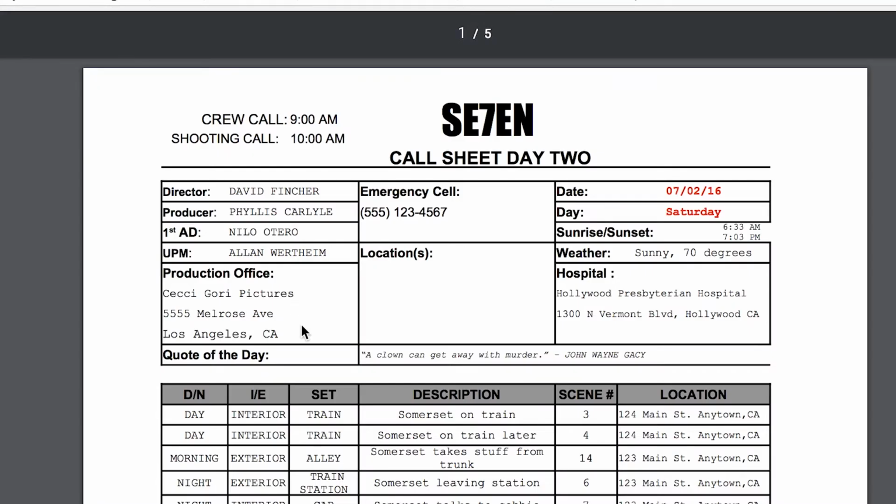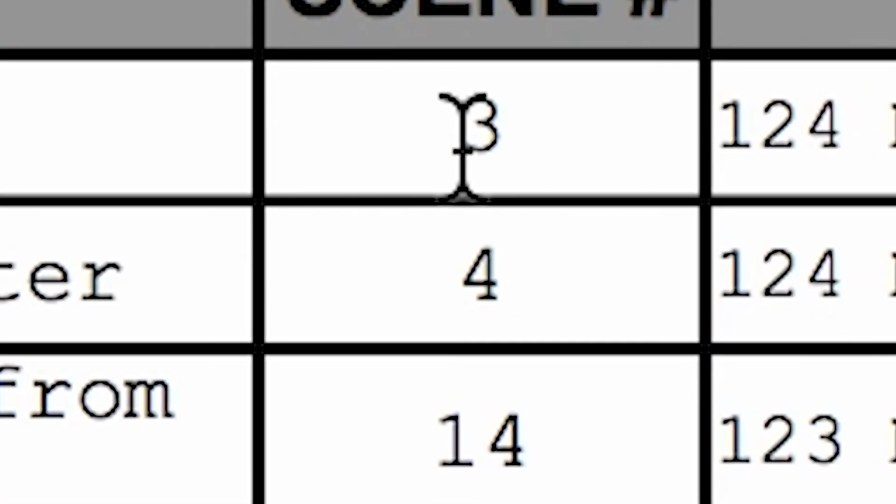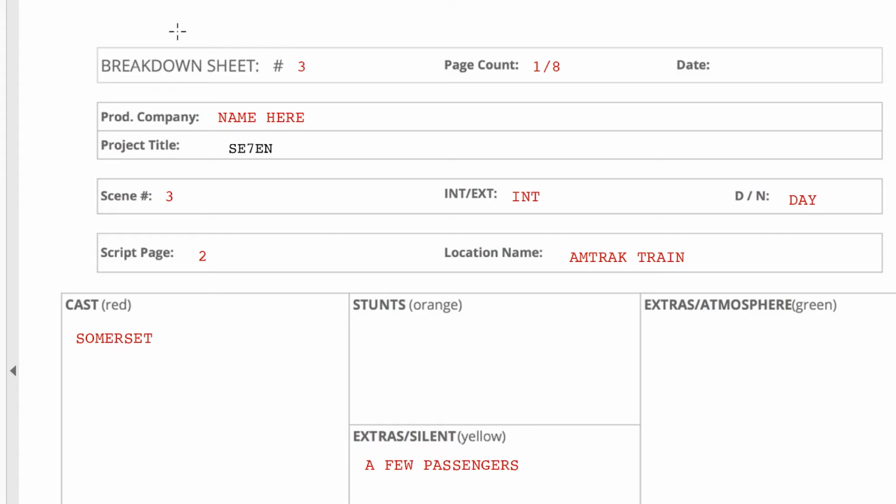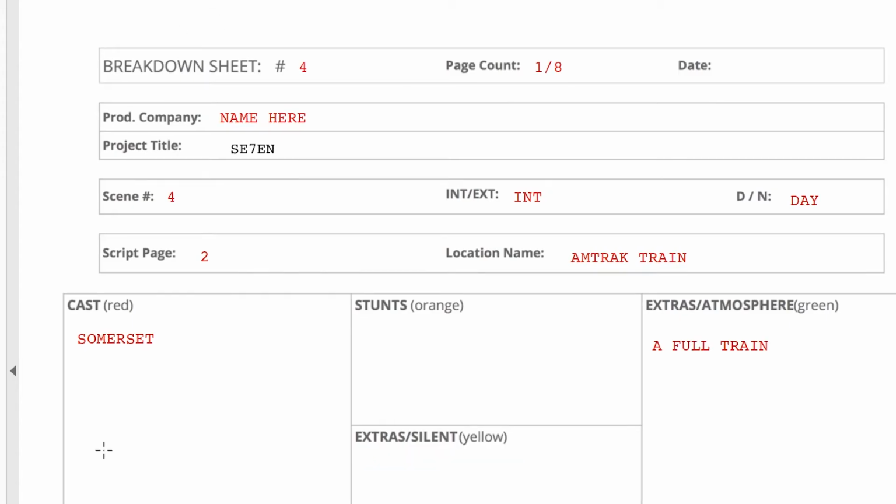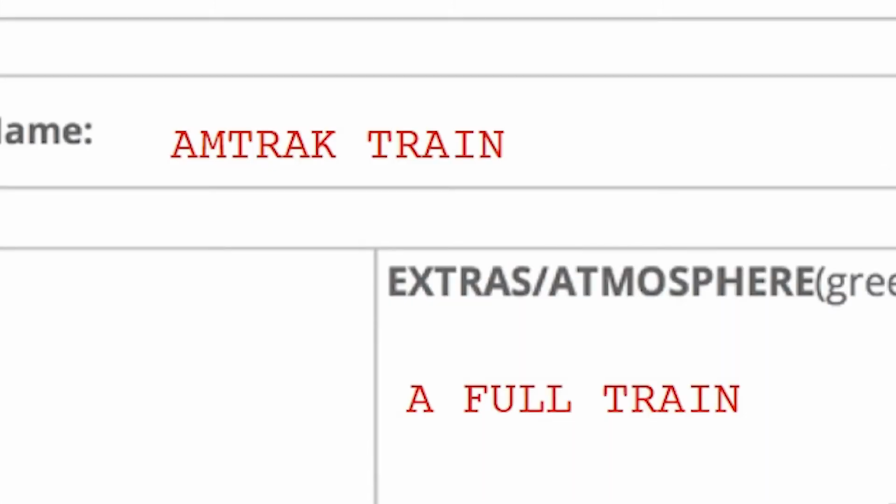Now let's find out what else we need. We're shooting scene 4 that day. It's back to our breakdown sheet. Go to scene 4. We have Somerset, who we already paid for that day. But we also have our first instance of atmosphere, a full train of people.